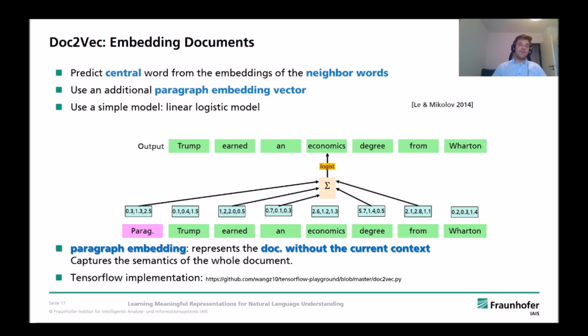There are very efficient implementations. There's a TensorFlow implementation, but me personally, I would recommend the Gensim implementation, also for Word2Vec. And Doc2Vec was introduced in 2014 by Le and Mikolov. Now we have a simple representation for documents, which is way more powerful than the bag of words and TF-IDF representation we looked at in the beginning.